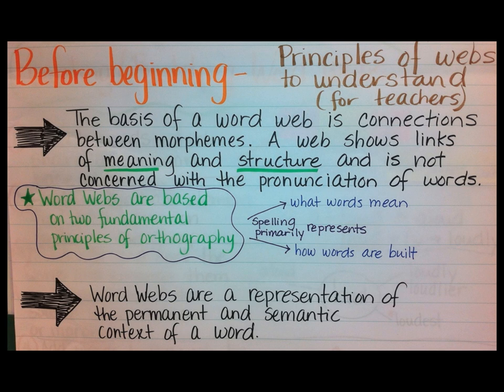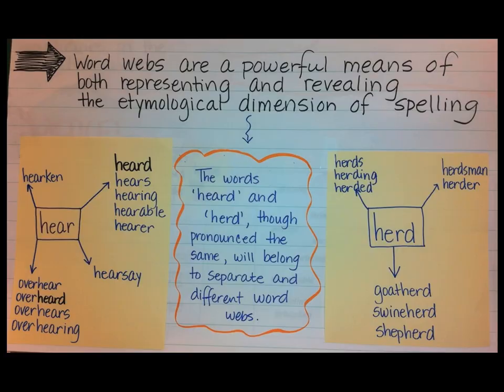Word webs are a representation of the permanent and semantic context of a word. So we have to know what it means, but we have to know what it means in relation to the other words for it to make sense on a web. Word webs are a powerful means of both representing and revealing the etymological dimension of spelling. Some interesting things here. You can see these two example webs.